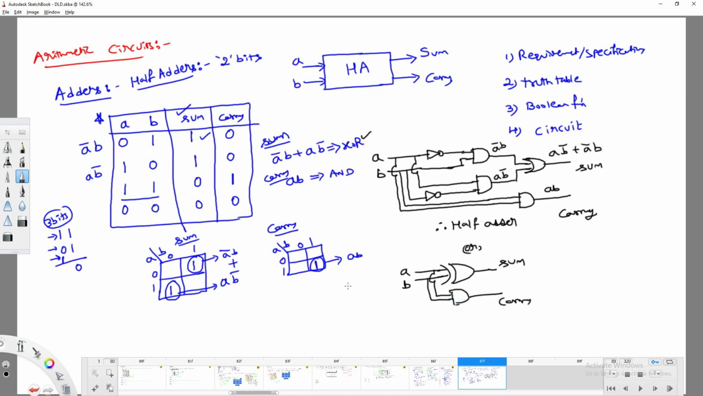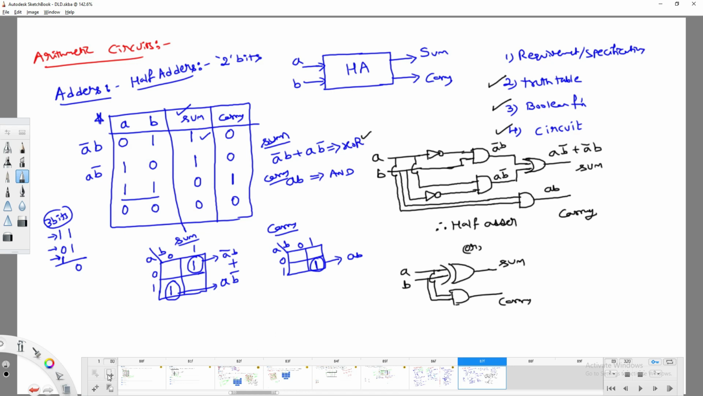So if somebody asks you to construct a half adder circuit, what are you going to do? You need to first analyze it, then draw the truth table, then derive the boolean function, then construct its circuit. You should not learn that by heart. Okay, fine.